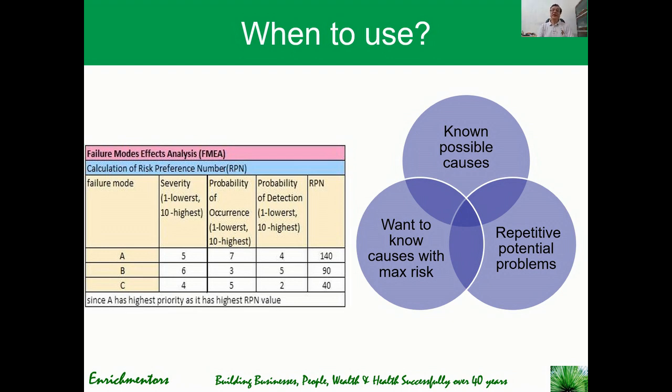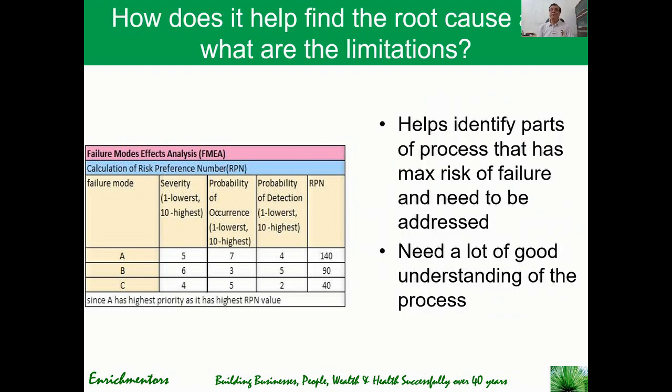How does it help you find the root cause? It helps you identify the parts of the process, the failure modes of the process. If my RPN is higher for mode A, then I say, okay, which part of the process is contributing to the failure mode A? And then you start analyzing that part of the process using other methodologies. For that, you need a very good understanding of the process. Six Sigma and process excellence are some of the methodologies used to address the process. And this could include some methodologies for finding the cause, like Pareto analysis itself.